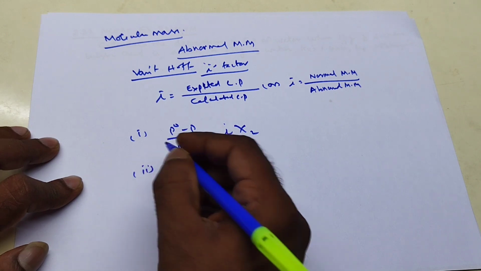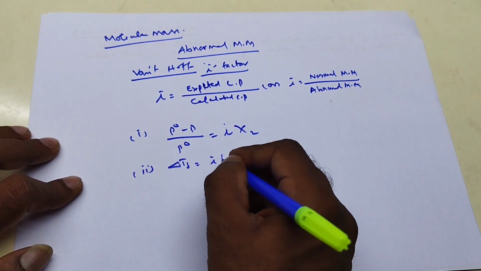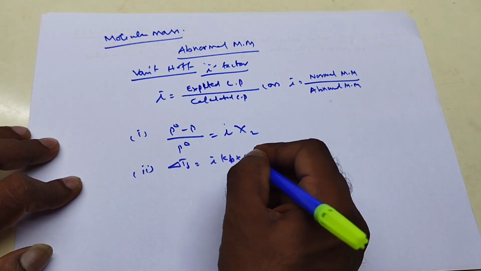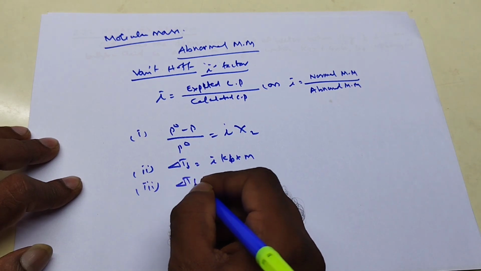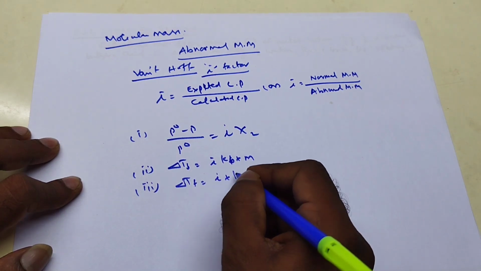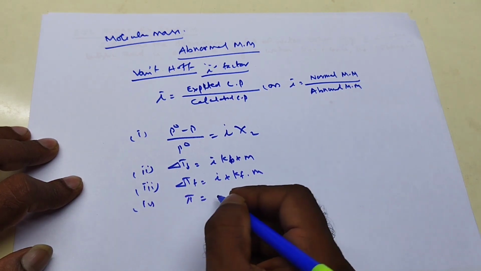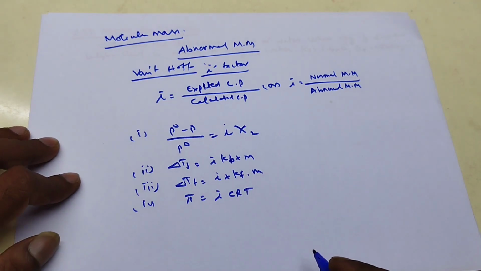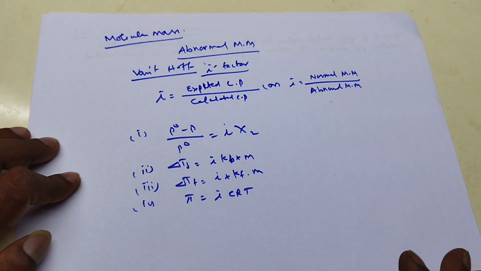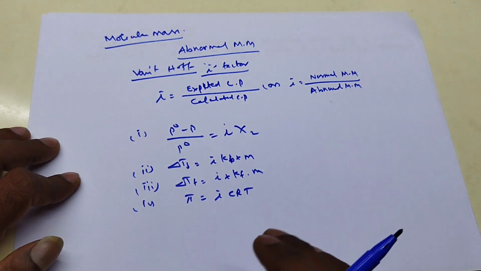For elevation in boiling point, delta Tb is equal to i into Kb into molality. For depression in freezing point, delta Tf is equal to i into Kf into m. For osmotic pressure, pi is equal to i into CRT. In all the cases, we have to introduce the factor called the Van 't Hoff factor for electrolytes, whether it undergoes association or dissociation.